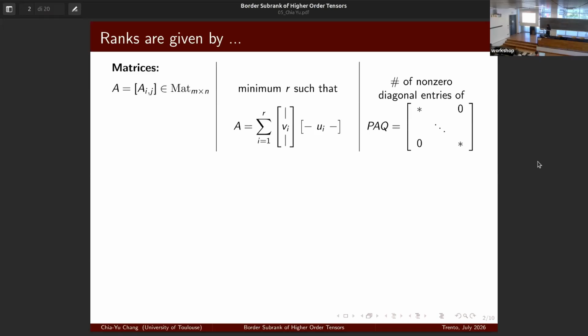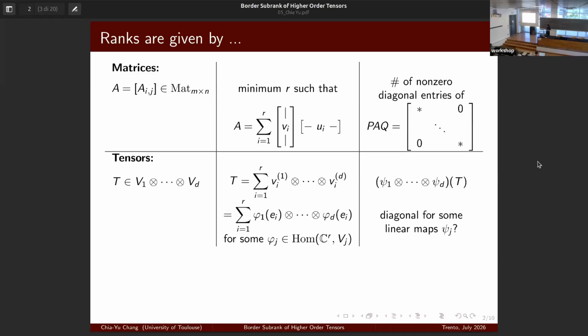This first method is generalized to the tensor rank. If for a tensor T, the minimum integer r such that tensor T can be written as the sum of r rank 1 tensors, then this minimum r is the rank of the tensor. For this case, how can we generalize the second method? Here we have diagonal matrices, so what is the diagonal and how do we compare it in the tensor case?